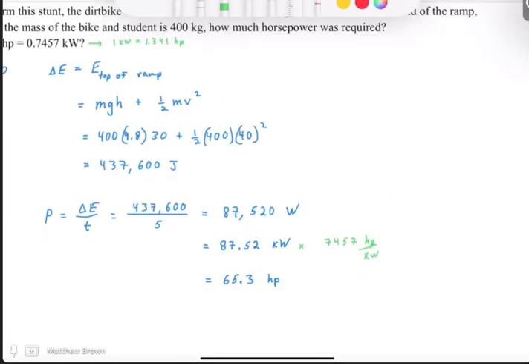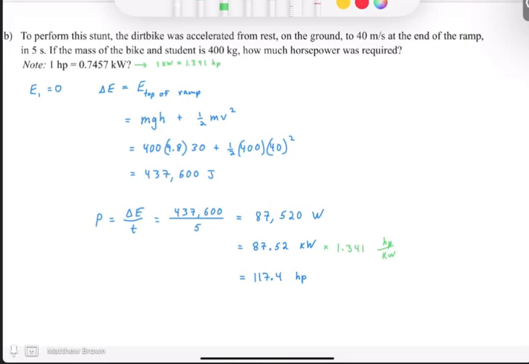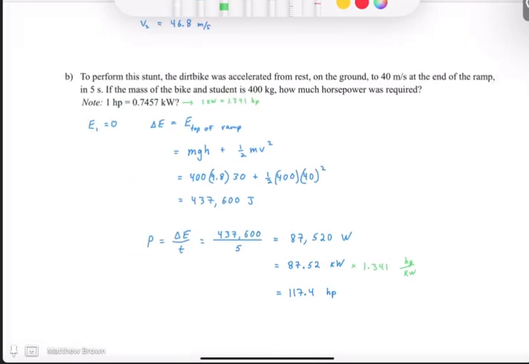And if I multiply that by 87.52, I get 117.4. A little more than I had thought. So just a silly mistake. Sorry about that.